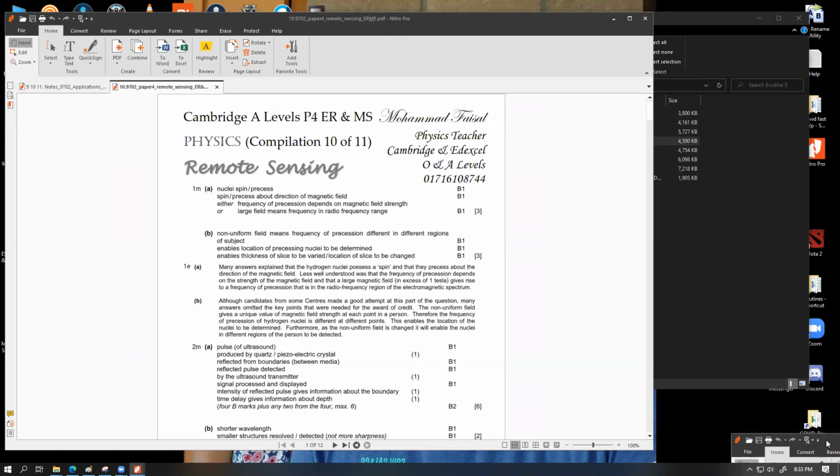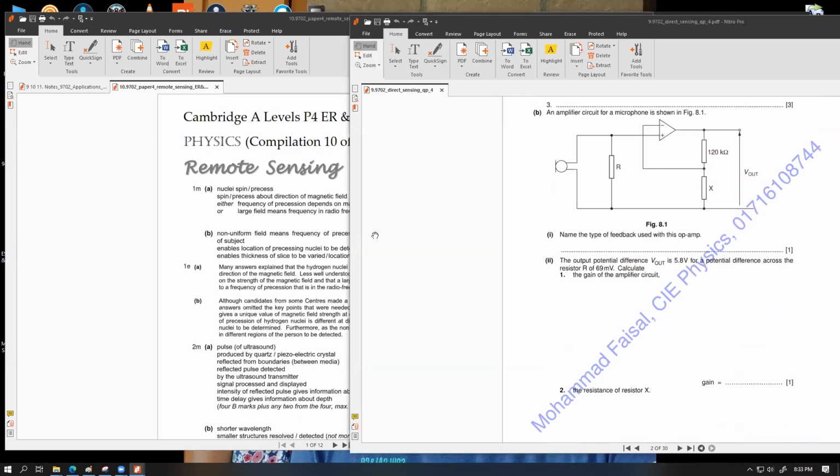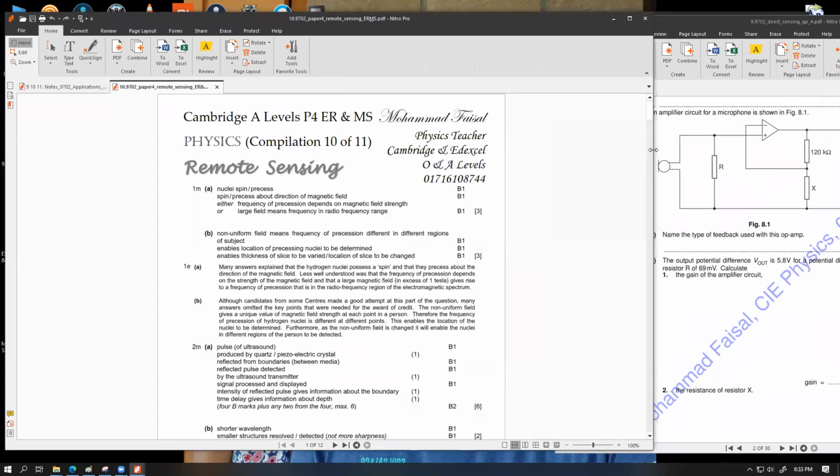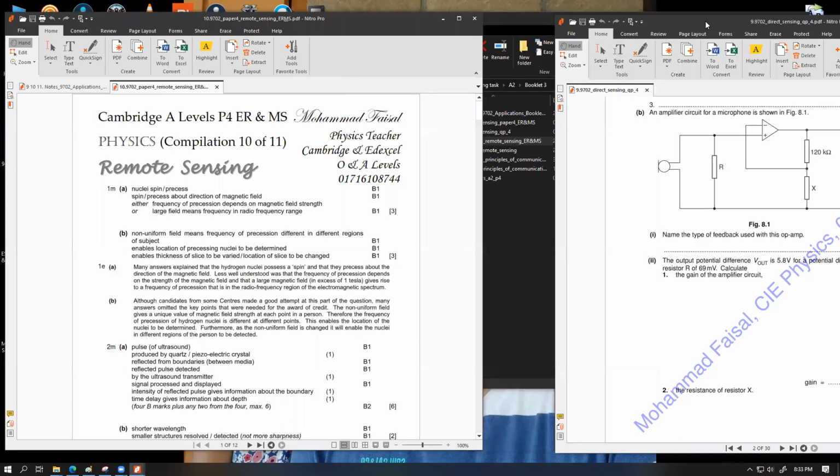What did I just do? Beautiful. I opened it in a different tab. I did not know I could do that, but apparently I can, which is amazing.